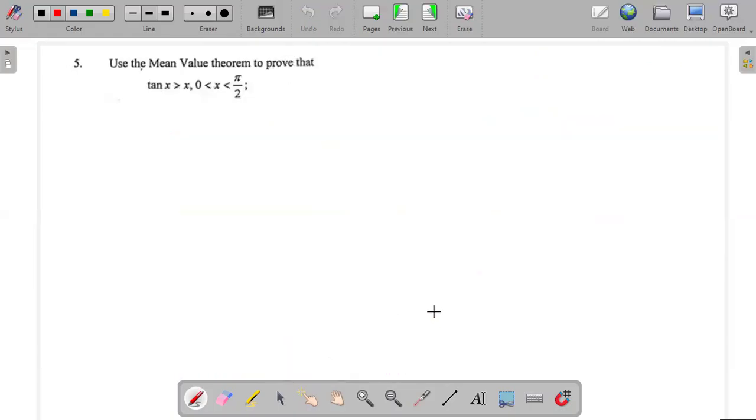Next, what do we do? Next, we have question 5 here. Hope you're excited. They're telling you to use the mean value theorem to prove that tan x is greater than x, for 0 less than x less than pi over 2. Okay, so now how am I going to do this one?